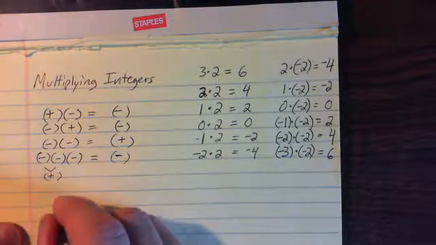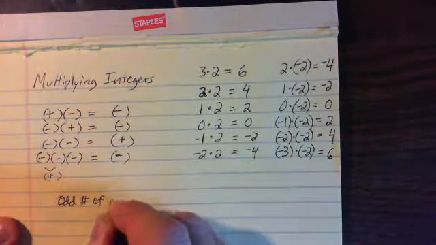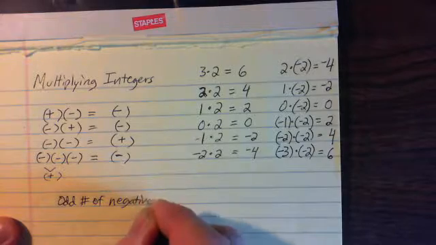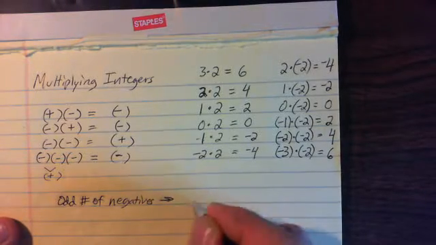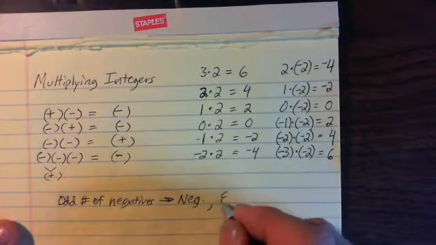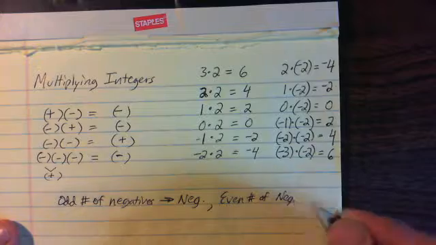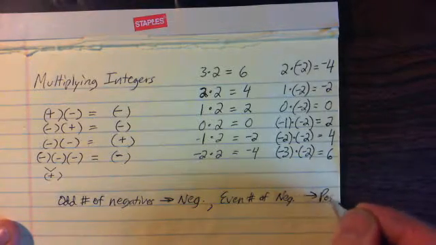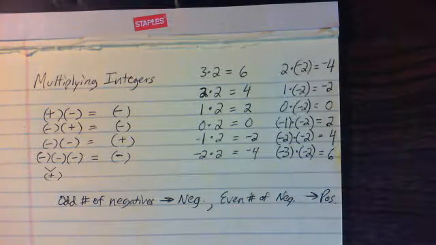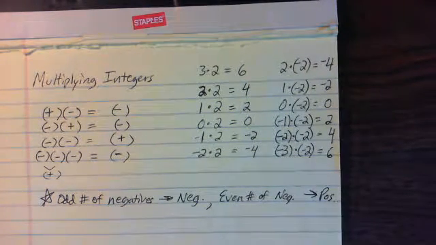Here's a general rule. An odd number of negatives makes it negative. An even number of negatives makes it positive. So that's in general the rule you can follow when we have multiplication.